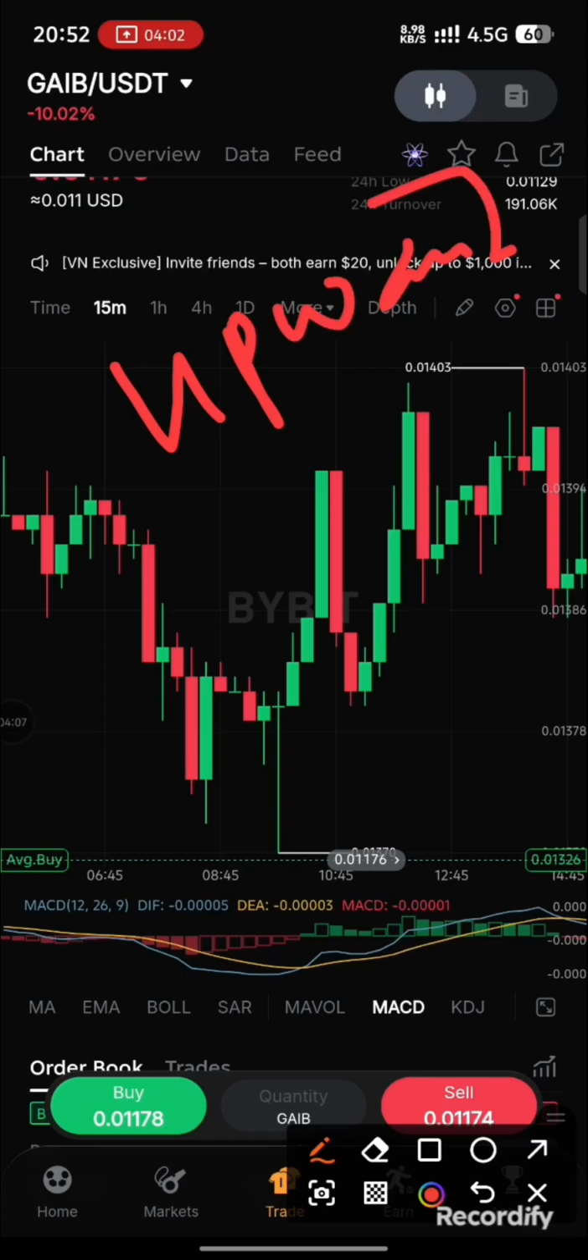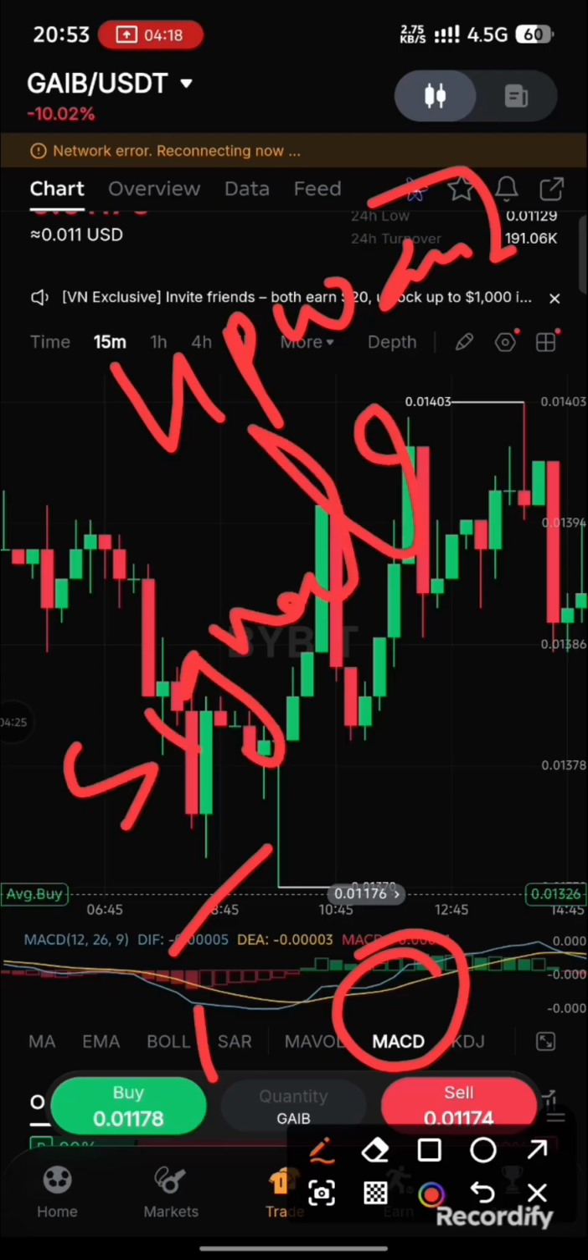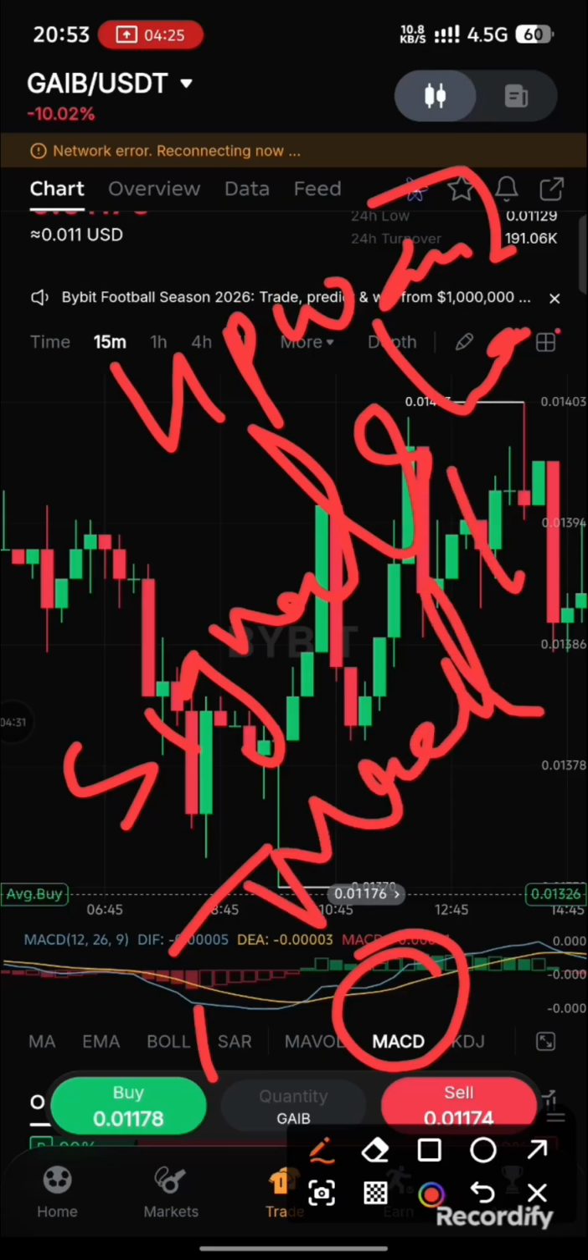But you don't need to concentrate on only this. Okay, you have to apply the MACD indicator. How do you know this MACD indicator? You can see these two lines down here. These two lines are known as the signal line, and the MACD line.